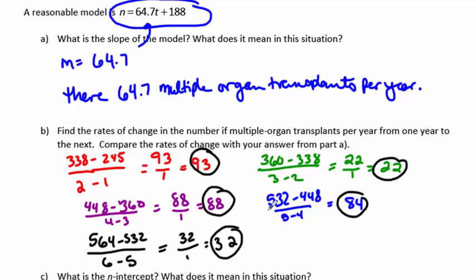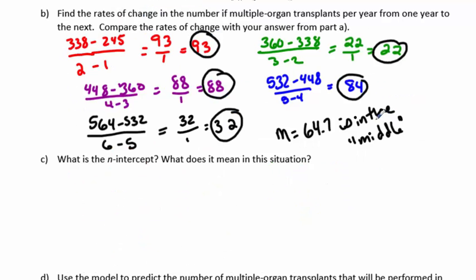This is showing us that our data, if we graphed it, is not going to be an exact linear relationship. It's an approximate linear relationship, and if I connected those points with a line that fit the center, it was going to have a slope of around 64.7. We'll talk more about how to find this value, the 64.7, when we talk about linear regression in the next chapter. What is the n-intercept and what does it mean in this situation?